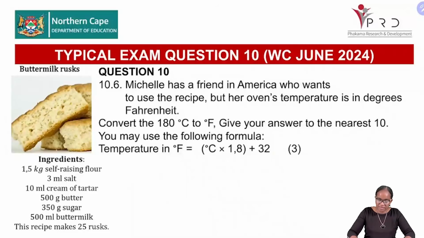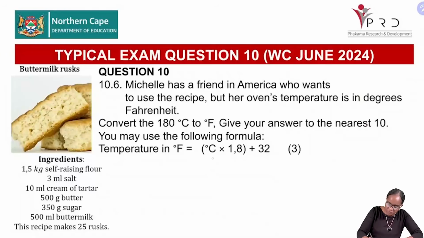Then we look at the last question. This should be the last question. Michelle has a friend in America. America is one country where they use this imperial system much more than any other place in the world. So she wants to use this recipe. Her oven is in degrees Fahrenheit. So convert 180 degrees Celsius to degrees Fahrenheit.